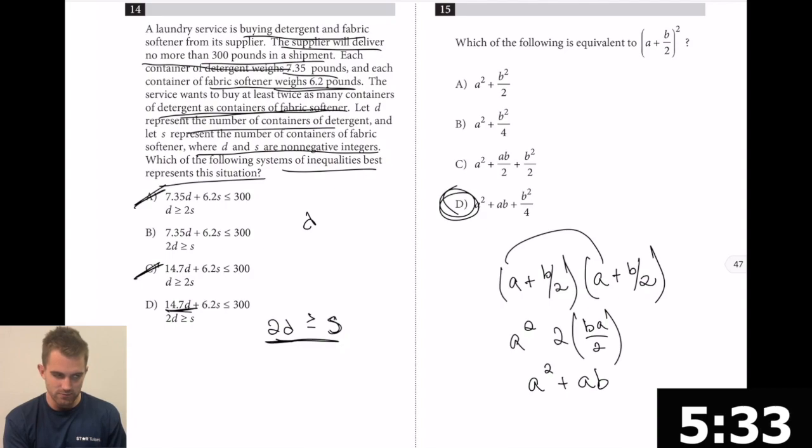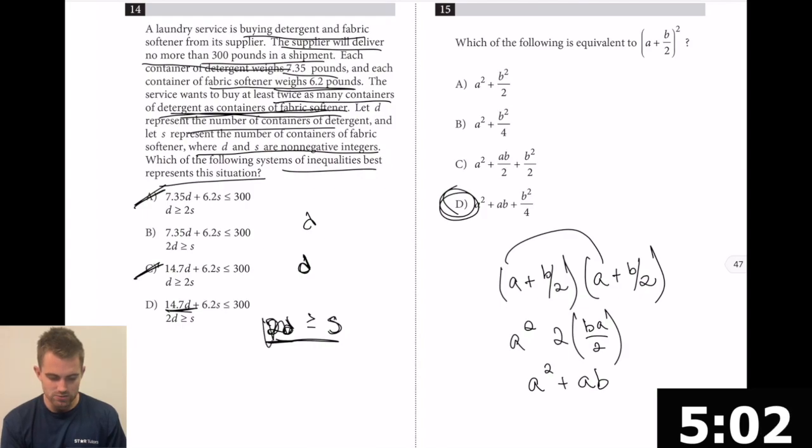The answer for number 14 needs to be, see, number 4, wait, for 2D, 14. These two need to be separate, but 2D, which time do we have? We have 5 minutes. We should be okay on time. 1.35. D. Service wants to buy at least twice as many containers of detergent as containers of fabric softener.